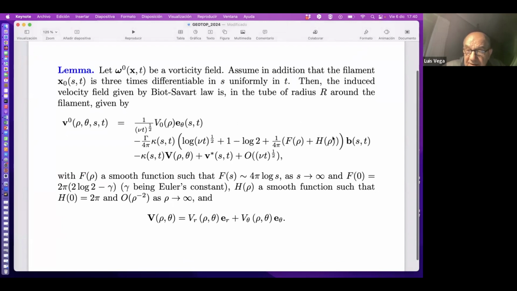So let's forget a bit about this, which is O of 1, and F of rho and H of rho are precise. I don't want to insist on this. So let's go to really the next term. The next term is the one you expect, which is the one found by Da Rios many, many years ago. It's the log term. It points in the binormal direction, and it's multiplied by the curvature, and of course times gamma over 4 pi. And then you have some other terms of order 1, the ones that you mentioned here, that go still in the binormal direction.